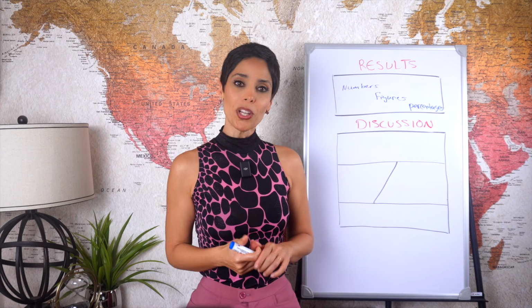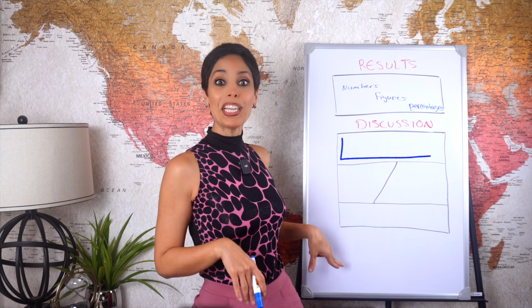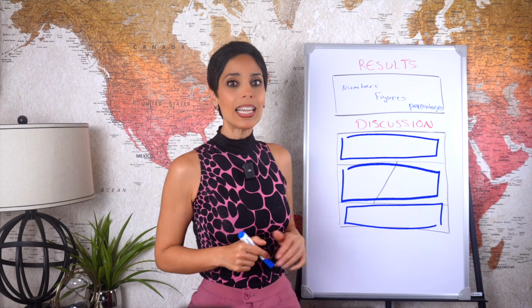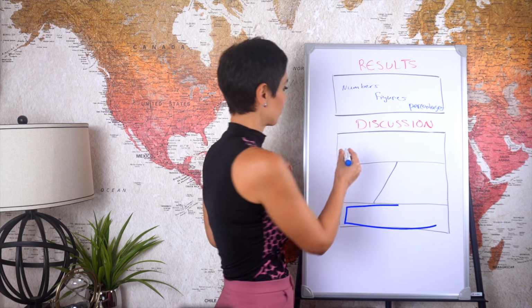So how do we do the discussion properly? The discussion comes in 3 main layers. Layer 1: interpretation of the results.